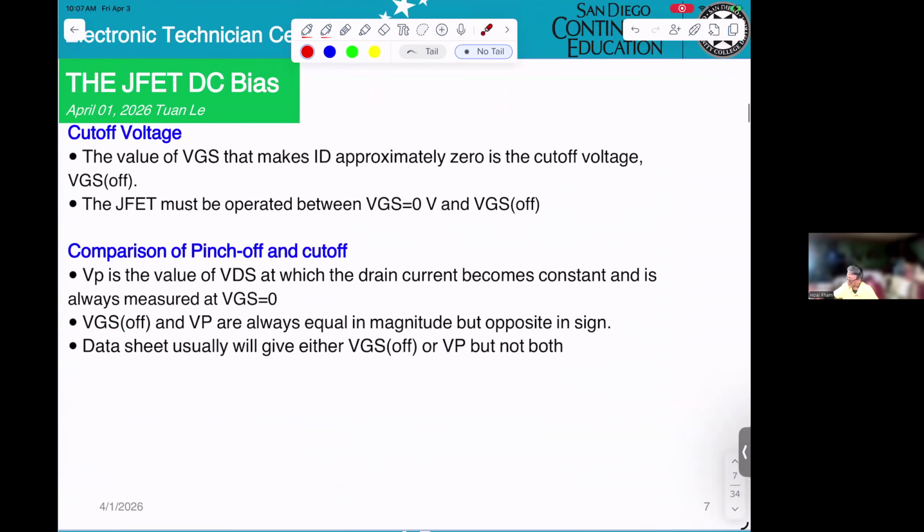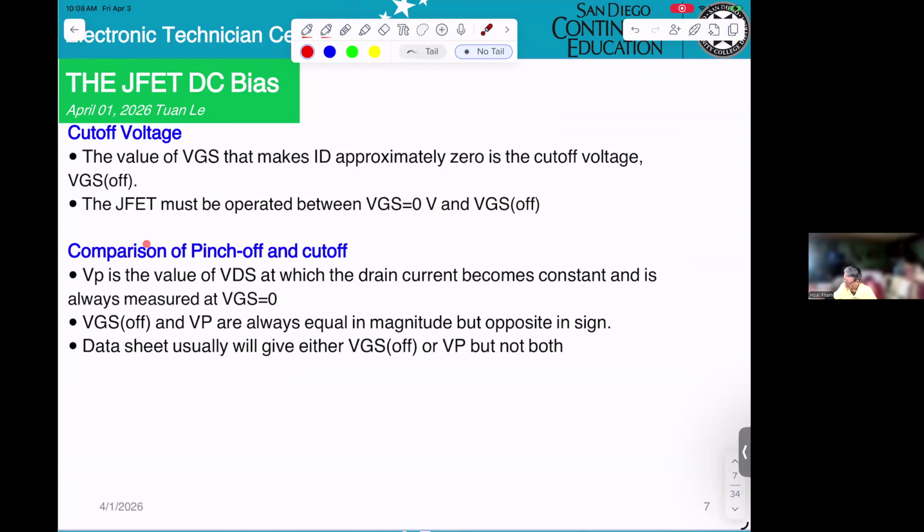Okay, the cutoff voltage: the value of VGS that makes ID approximately 0 is the cutoff voltage, VGS off. The JFET must be operated between VGS equal 0 and VGS off.